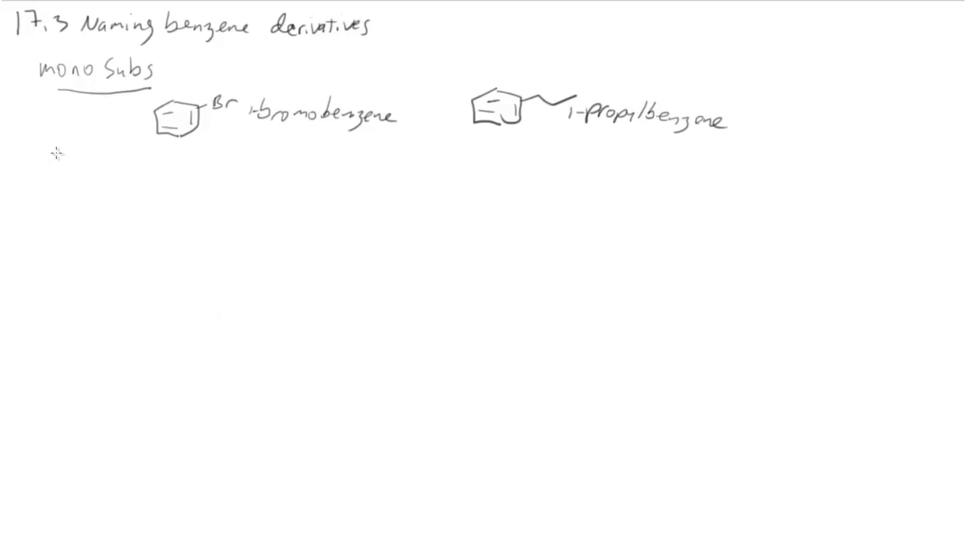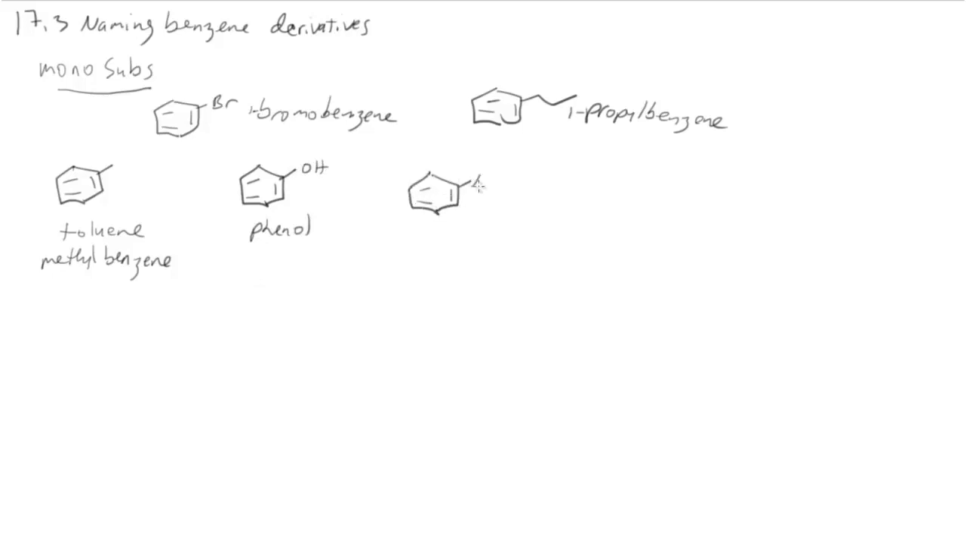Now there's a lot of common names related to benzene because there are a ton of aromatic molecules and molecules based on benzene that we see every day. So a lot of them have common names that we should probably know. Methylbenzene, we don't ever refer to as methylbenzene, we call it toluene. Hydroxybenzene we call phenol. And aminobenzene we call aniline.